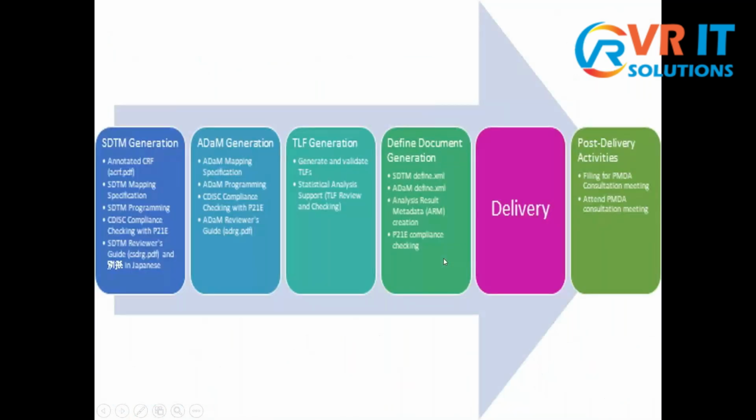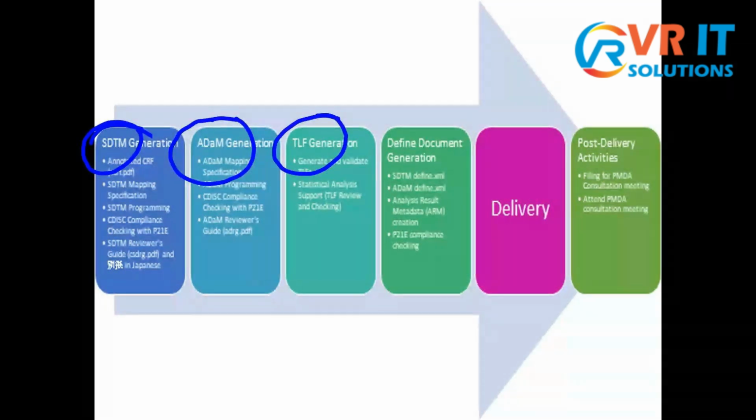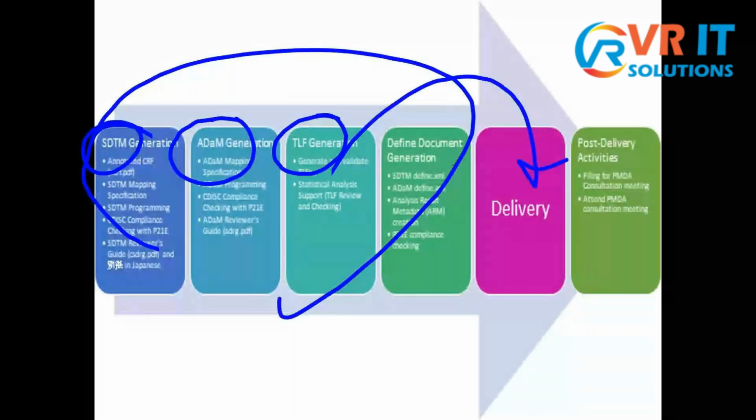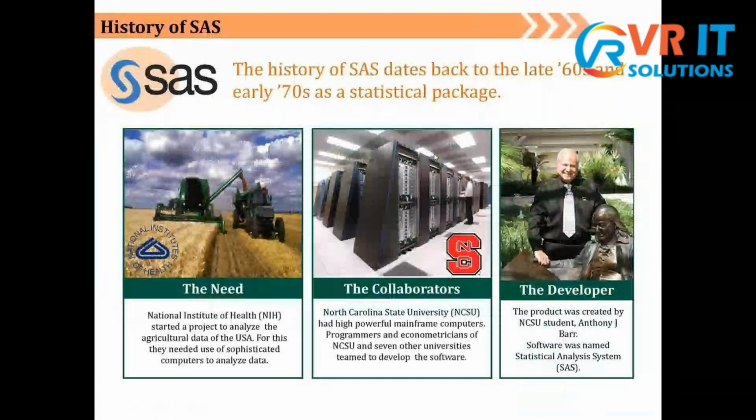Next. So as I told you, the raw data will be converted into standard data first, then analysis data. From there, tables, listings, and figures are generated. So this entire package will be submitted to the regulatory authority. We will learn this once we start the course, so you don't need to worry about this. I'll share this PPT also, so you can go through it after the class.